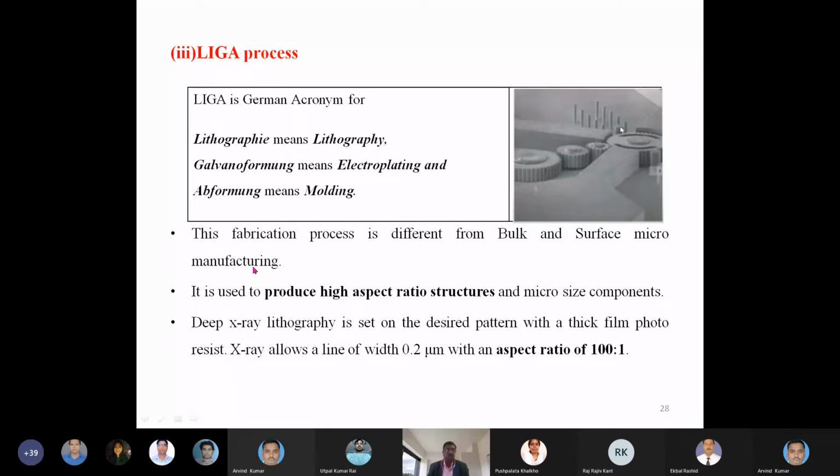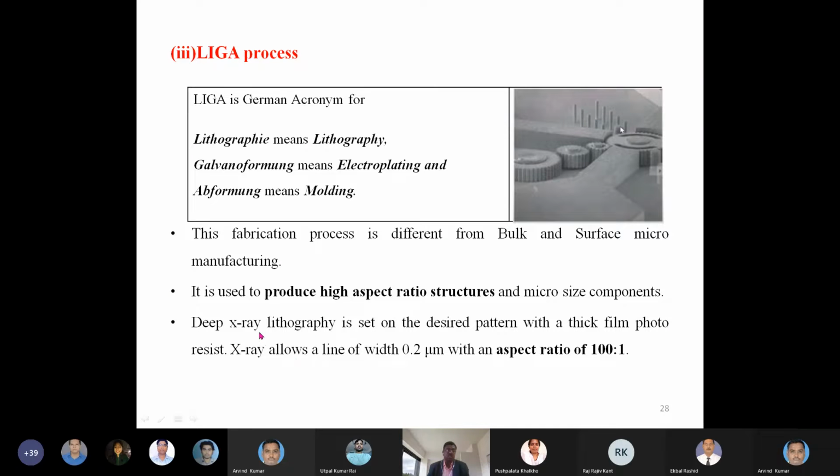It generally produces components with a high aspect ratio. The depth to surface ratio will be large, and micro components on the order of 10 microns are commonly manufactured by this. Gears of 10 microns can be made. So you can think of how small it is.